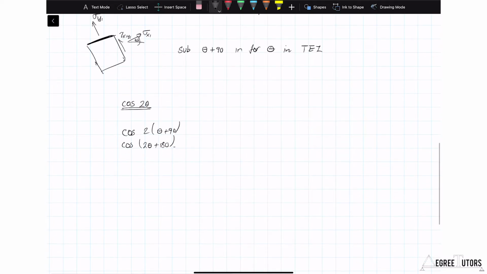Okay. And if we use another trigonometric identity, this is the identity. The cosine of A plus B is equal to the cosine of A times the cosine of B minus the sine of A times the sine of B. All right. Now, if A was equal to 2 theta and B was equal to 180, what would you end up with? You'd end up with the cosine.